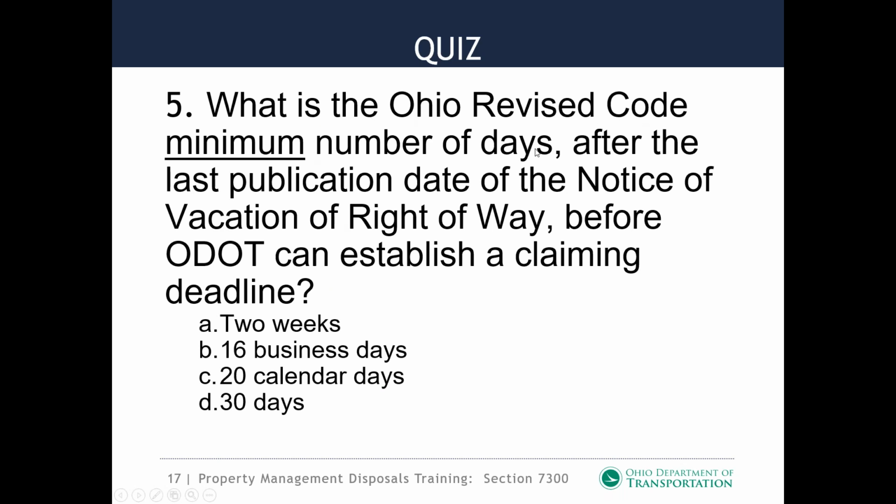What is the Ohio Revised Code for the minimum number of days after the last publication date of the notice of vacation of right-of-way before ODOT can establish a claiming deadline? Well, so far we've gotten C, D, and A. Let's get some more answers in there and see if we can get a majority. Okay. Now we're getting more A's and D's. I think that C might have been left over from last time. It's a split between the A's and the D's pretty evenly.